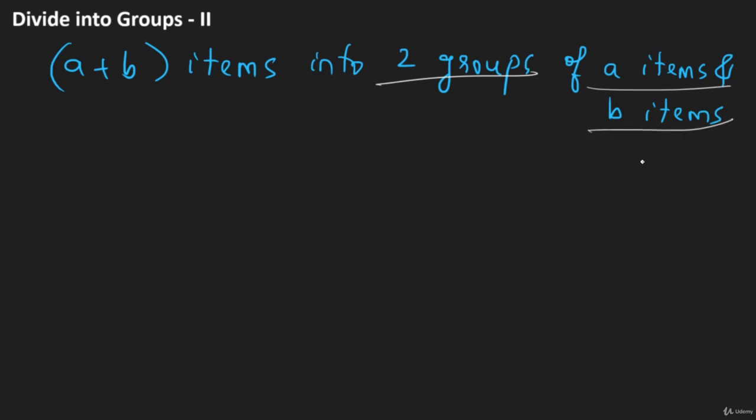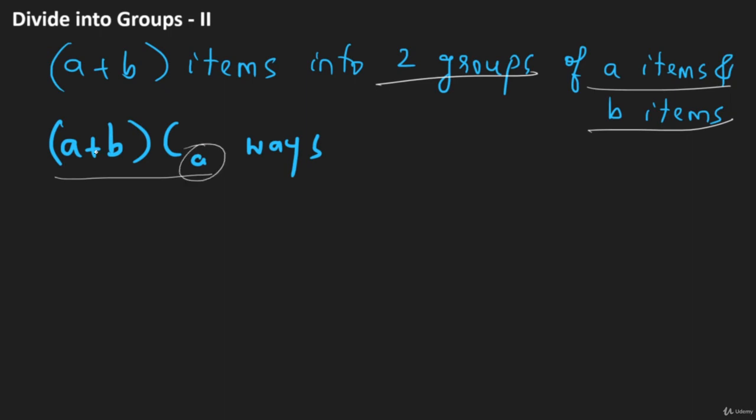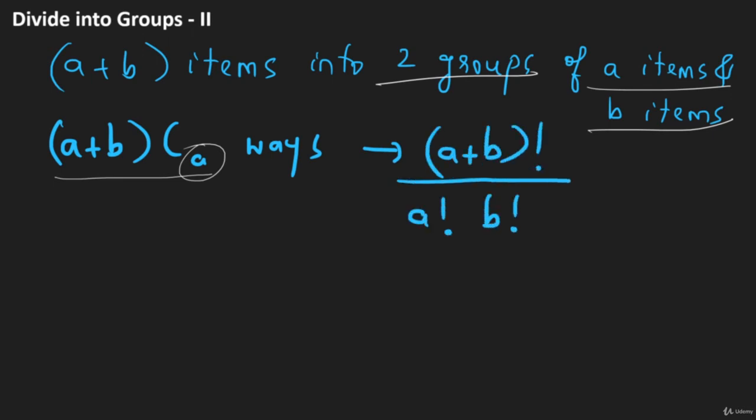Now, the number of ways in which you can do this is (A+B)CA, which is the number of ways of selecting A items from A plus B. If you take out A items from A plus B items, you automatically get one group of A items and another group of B items. And this we know can be expanded as (A+B)! by A! into B!.